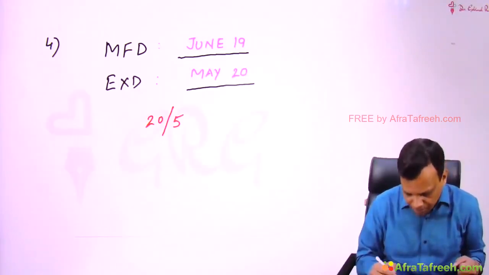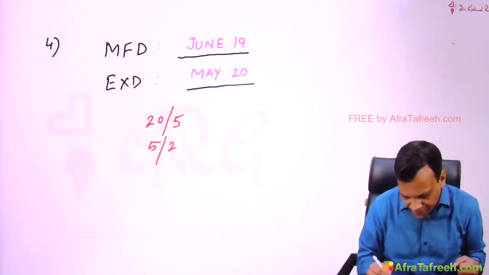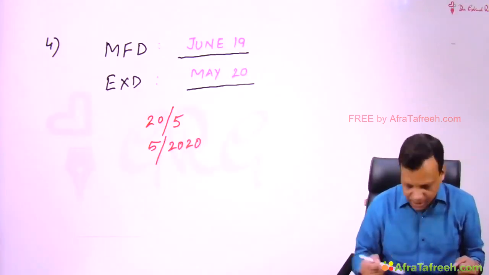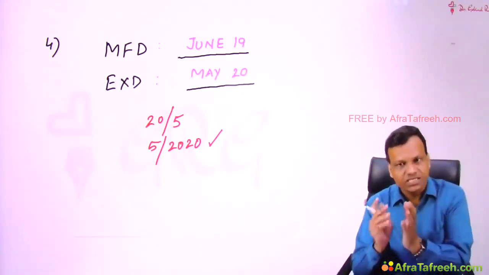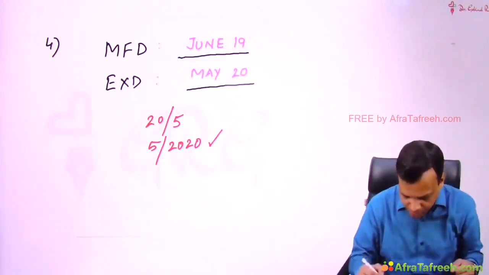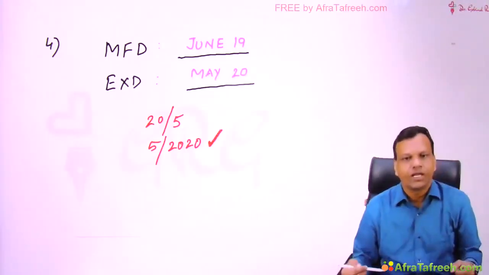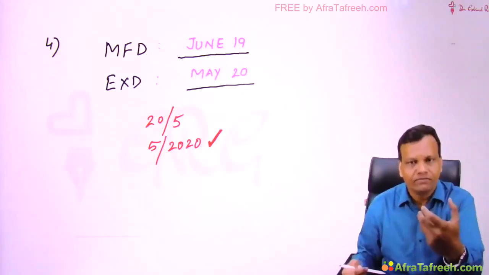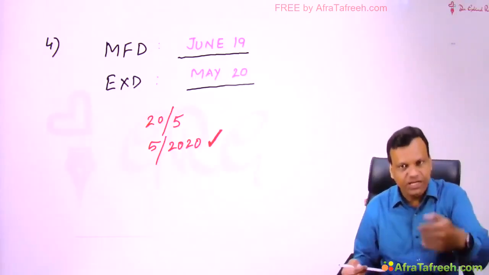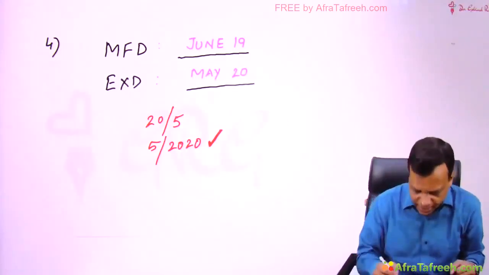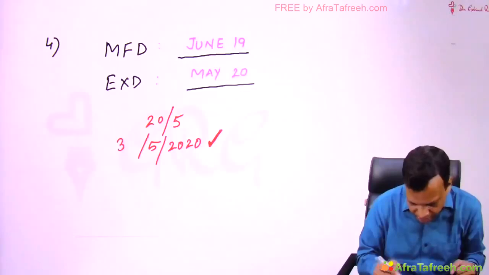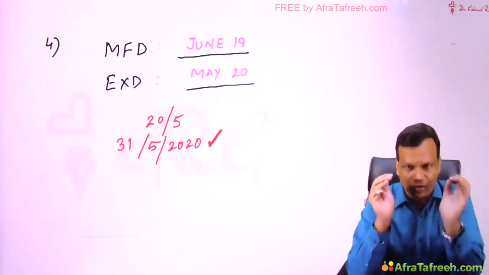Or is it May 2020? Yes, the answer is 2020. 20 does not mean date, it means year. So it can be used till May 2020. Next question is which May? Whether it is 1st May, 15th May, 20th May, what May? So it is till the last date. That means it can be used till 31st May 2020.